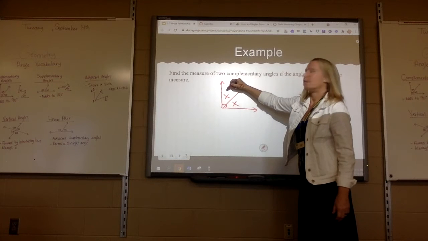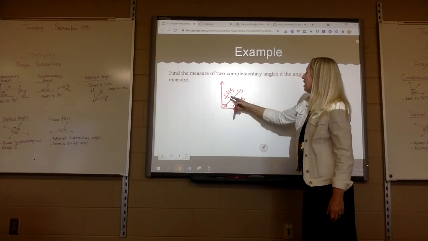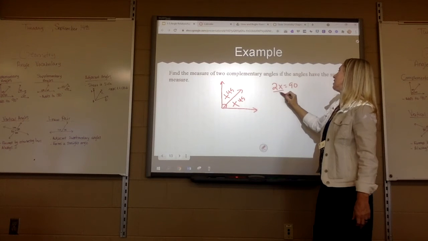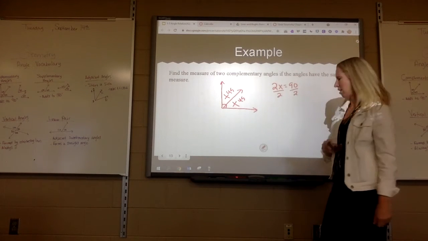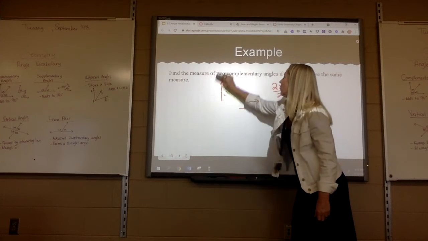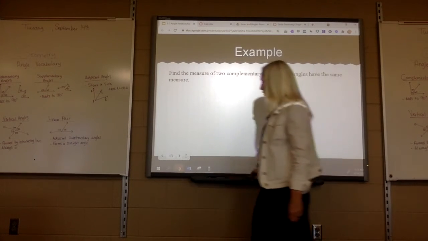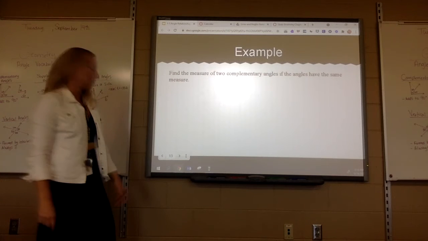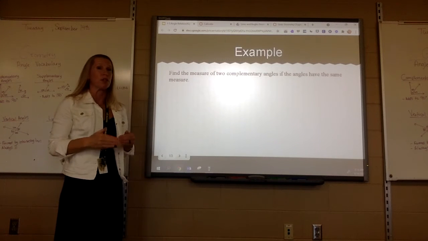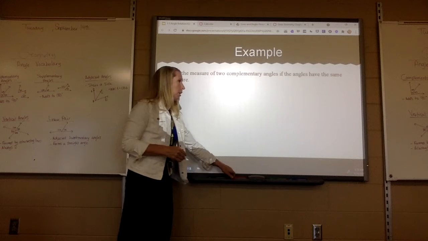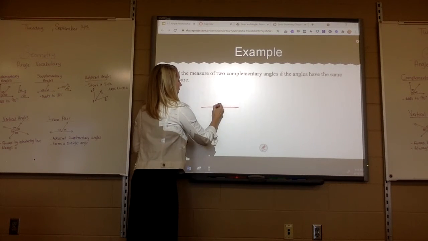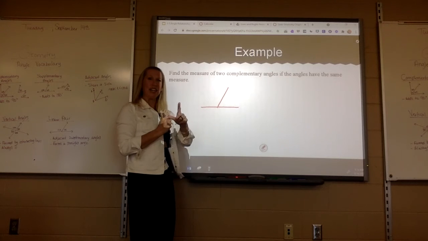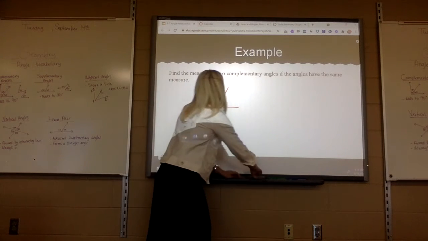90 by 2, 45. Good. If I set it up algebraically, I would have 2x equals 90, divide by 2, and you get 45. Okay, what if it says the word supplement? Oh, I thought I had a supplementary one. I guess I don't. But if it says supplementary, what kind of picture do you draw? A flat one. Do you remember what that's called? Linear pair. Good.